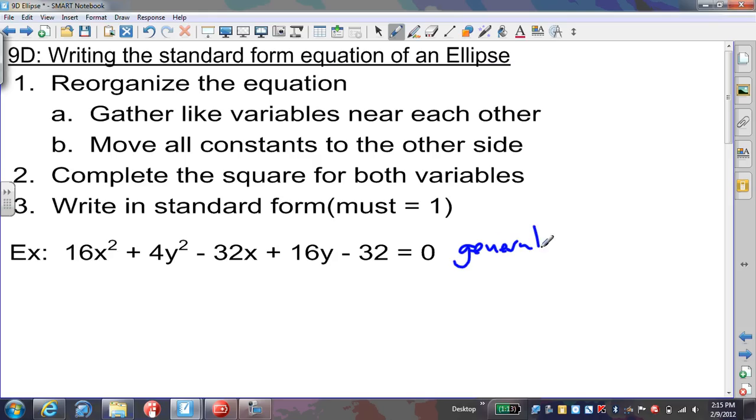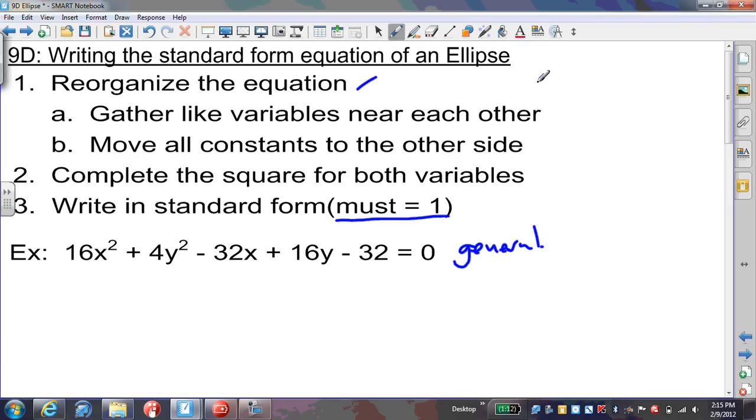And again, looking at our objectives listed above here, you want to reorganize the data. We want to put the like variables together and move the constants to the other side. This is different than, say, parabolas, where you put one on one side, one on the other. You have to make sure you understand what the final equation looks like. Then you want to complete the square for both variables and put it in standard form. The key here is it has to equal 1.